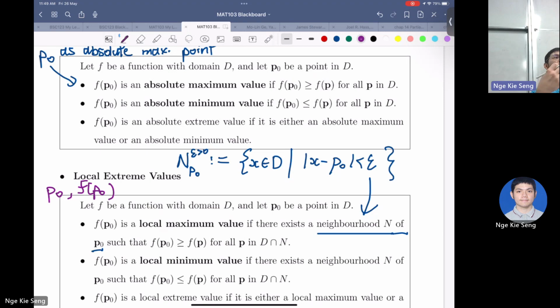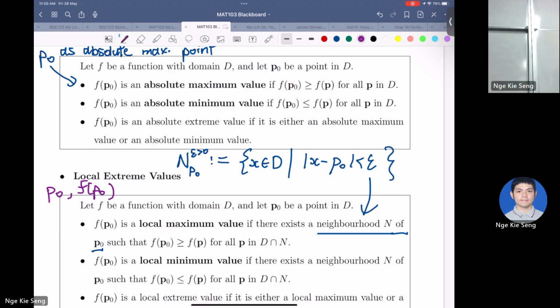So what is the maximum value? You have to be greater or equal to everything else. In this case, who am I comparing to? I'm comparing to the values in the neighborhood. I'm not comparing to everyone, I just compare to the neighborhood. As long as you can find a neighborhood such that this value is greater or equal to everything in the neighborhood, then this is a local maximum value. Is it clear? Better?